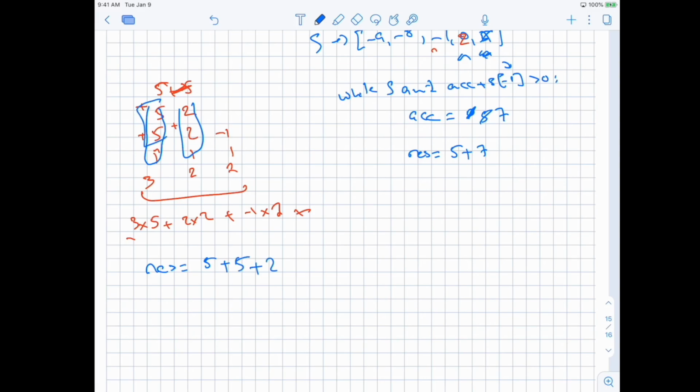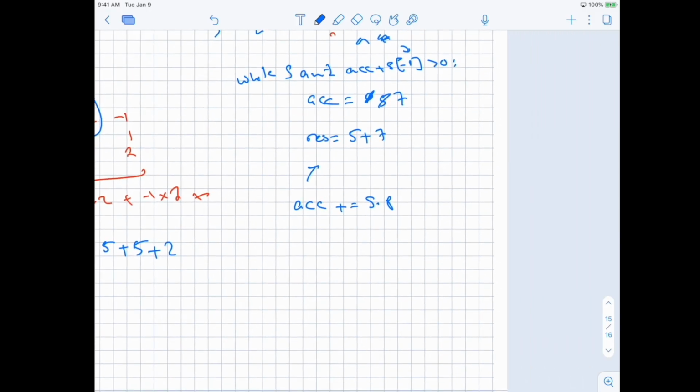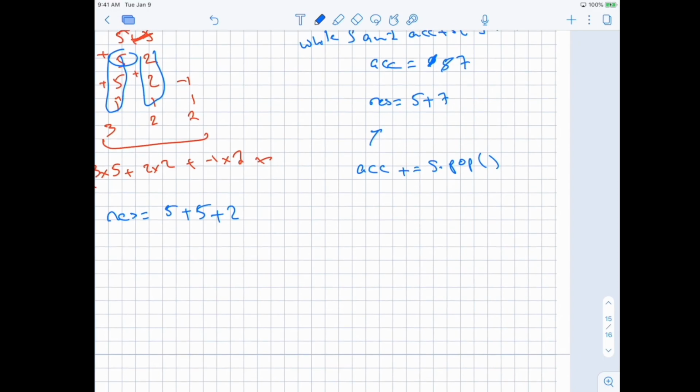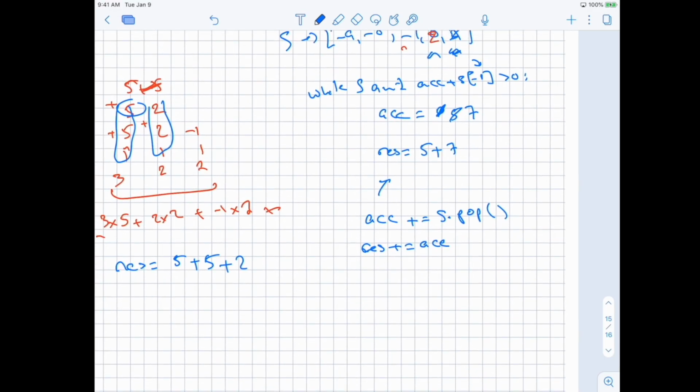Each time we process a new element, we want to add all the dishes that we did before, we want to add them one more time, right? And so basically this accumulative value is going to be equal to, each time we'll add the satisfaction value we just popped, which basically is the latest, we are going backwards. And then we will add to result that accumulative value.